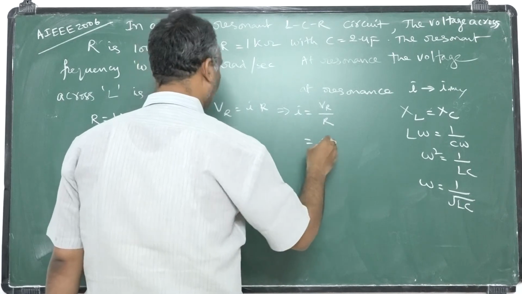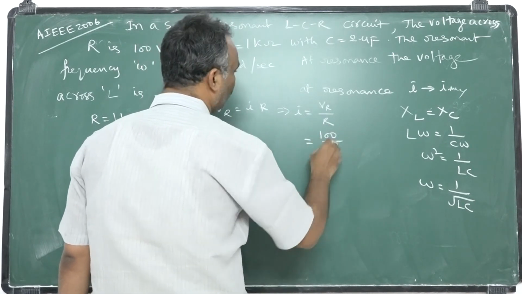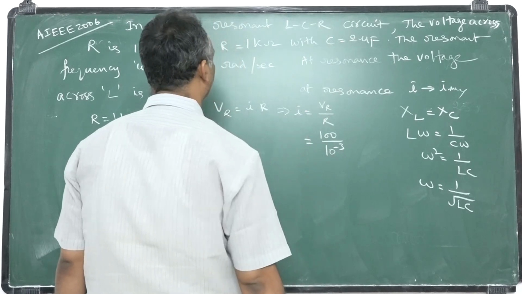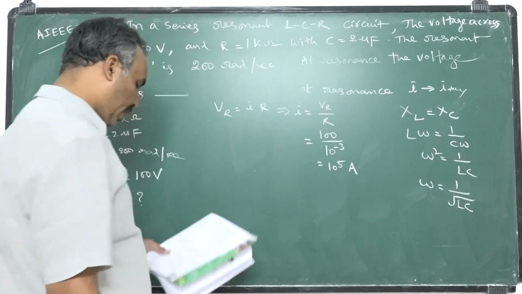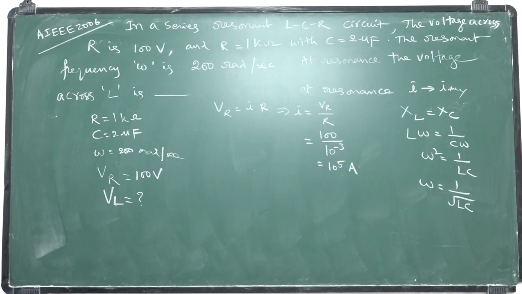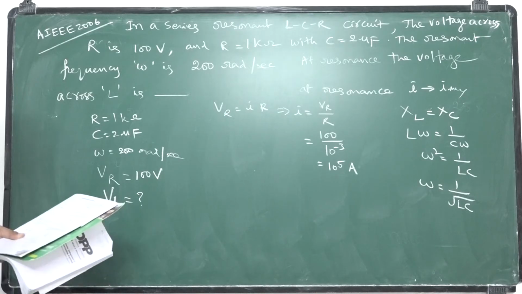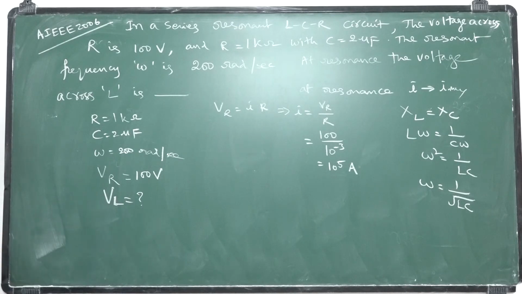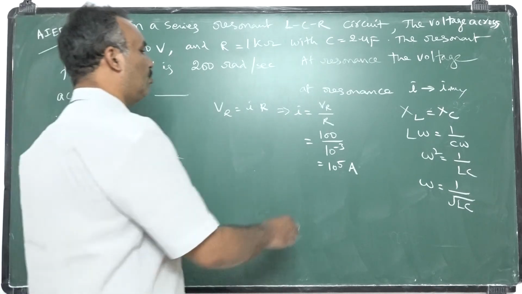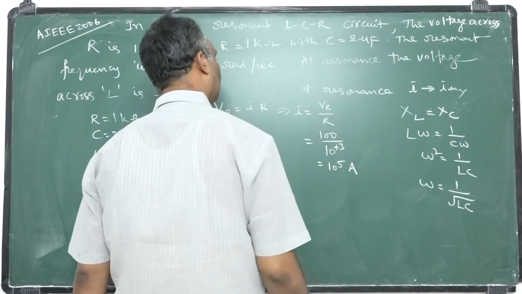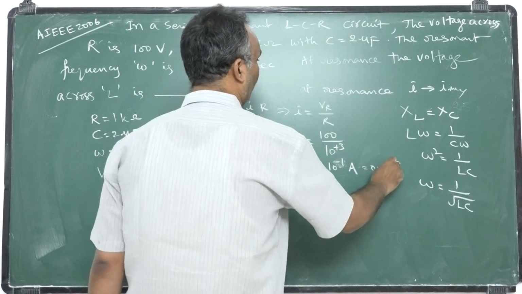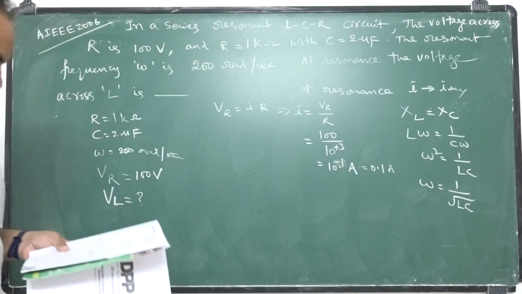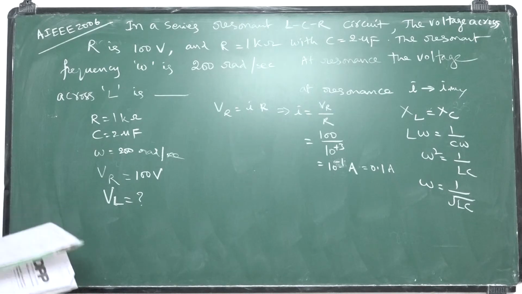Voltage across resistor is 100 volts by resistance value is 1 kilo ohm, that is 10 power plus 3 ohms. Once it comes to the numerator, it becomes 10 power minus 3. So 10 power minus 1, that is 0.1 amperes is the current passing through the circuit.